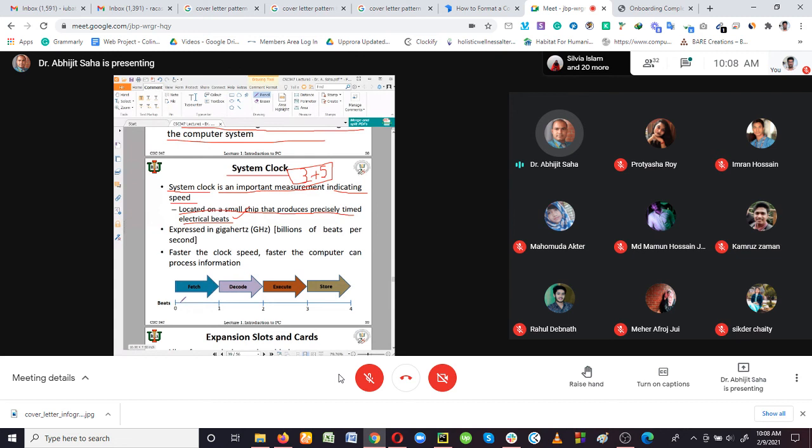It's like the tick tick tick that an analog watch gives. So this is some sort of beat, or maybe a band beat. With the stick you are hitting one time in the band, so ting ting ting, something like that. So this is located on a small chip that produces the precisely timed electrical beats.